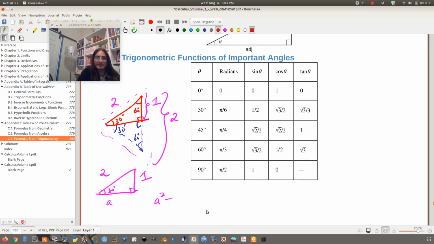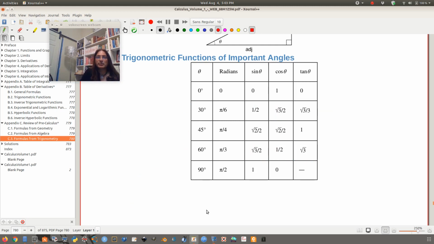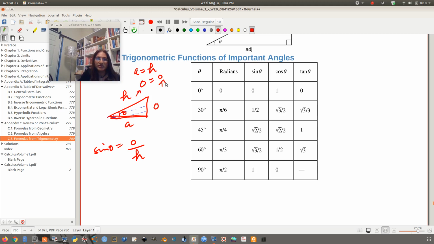Now, 0 and 90 degrees also you can derive. So if you look at a triangle like this, this is adjacent, opposite, hypotenuse. Now sine theta is given by O over H. When you make angle theta equal to 0, A and H become the same, because this is coming down. When the angle is 0 degrees, our H is A, and our opposite length is equal to 0.